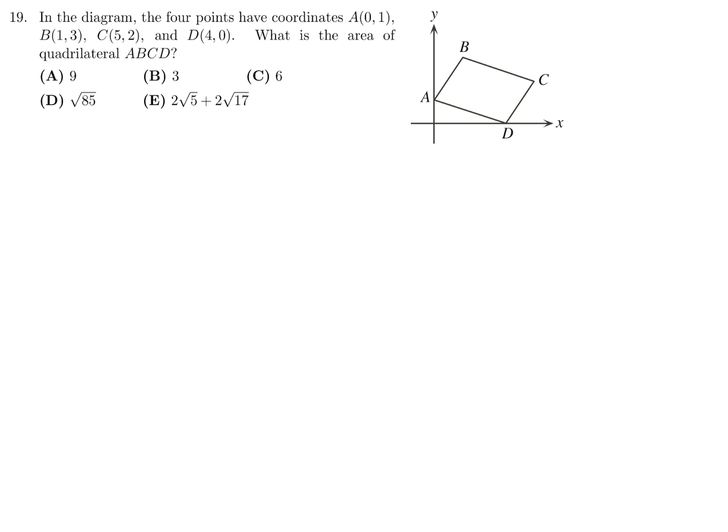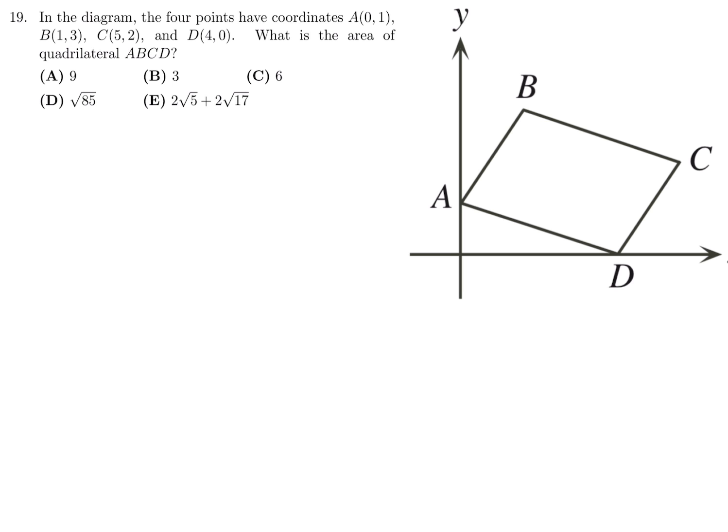In the diagram, the 4 coordinates are (0, 1), (1, 3), (5, 2), and (4, 0). What is the area of quadrilateral ABCD? So the first thing I'd like to do with this diagram is make it into a shape that is most likely a rectangle, like this. And when I do that, what I can do is subtract from this rectangle these 4 triangles that have been created, and if I do that, I'll have the area of the quadrilateral.